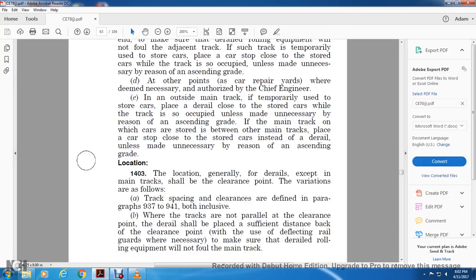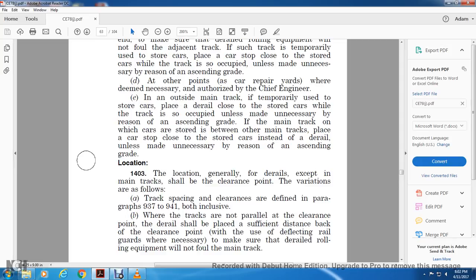At other points, such as car repairs where deemed necessary and authorized by the chief engineer, and outside main track temporarily used to store cars, place the derail close to the stored cars where the track is occupied, unless made unnecessary by reason of ascending grade. If the main track on which cars are stored is between other main tracks, place a car stop close to the stored cars instead of the derail, unless unnecessary by reason of ascending grade.